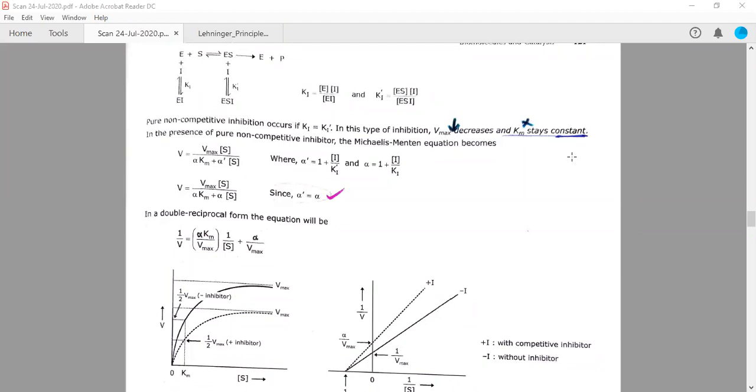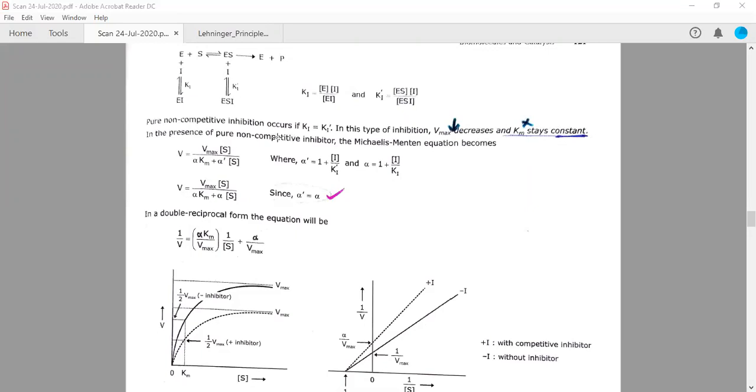Now you need to remember, if this is pure non-competitive inhibition, only Vmax will decrease. In competitive inhibition, Vmax is not changing. Here, Vmax will decrease. There, in the case of competitive inhibition, Km was increasing. Here, Km will not change at all. It will stay constant.